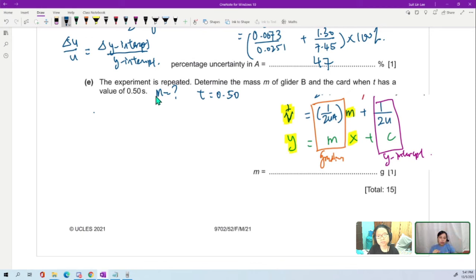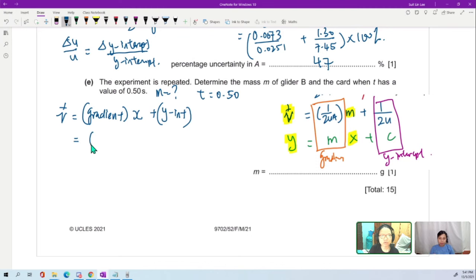So we'll have 1 over v equals to, just now we already said 1 over 2ua is the gradient. So we just write that out: gradient times your x value, or m, which is what we want to find, plus y-intercept. So the x is the m now, so maybe we write there as m. Gradient times m. I also have the gradient already. If you know the gradient, 7.45, just write it there. Then the mass, we don't know, just write there m. The y-intercept we do have from earlier, so just write whatever y-intercept you have.